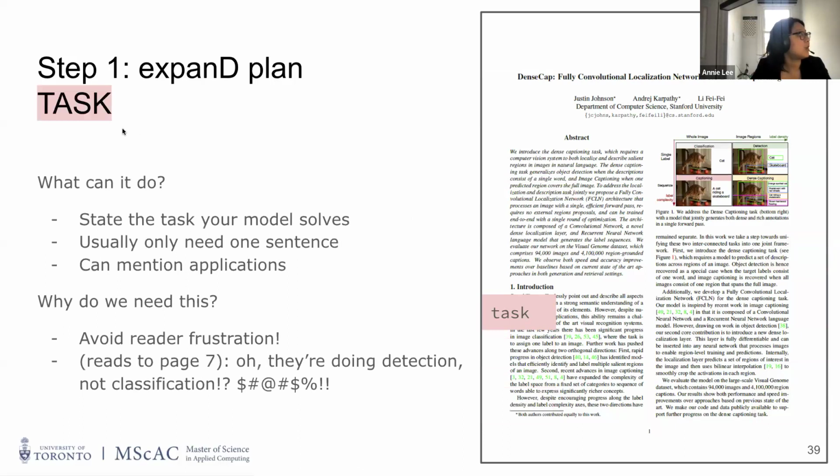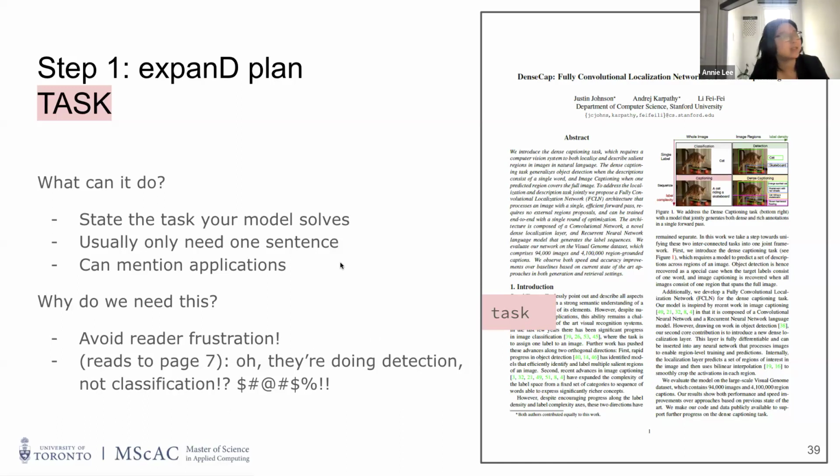So, okay, let's talk about the first one, the task. So, what can it do? State the task that your model solves. Usually it's just 1 quick sentence, and you can mention some practical application. So that's basically up here, right? The background, as mentioned at the top here. And then we also have all these, yeah, so why do we need this?